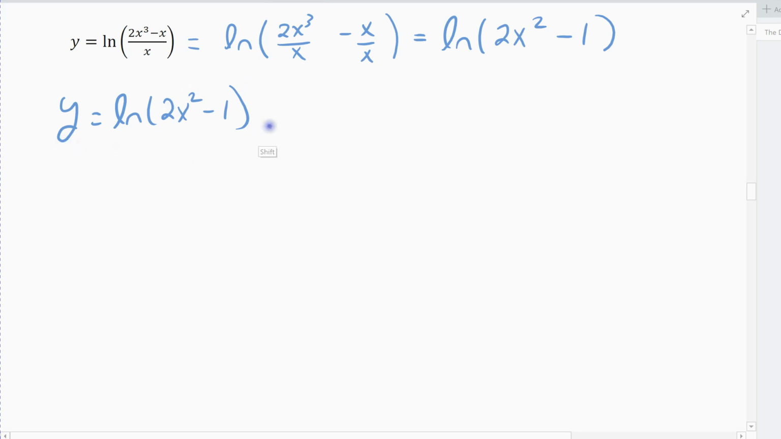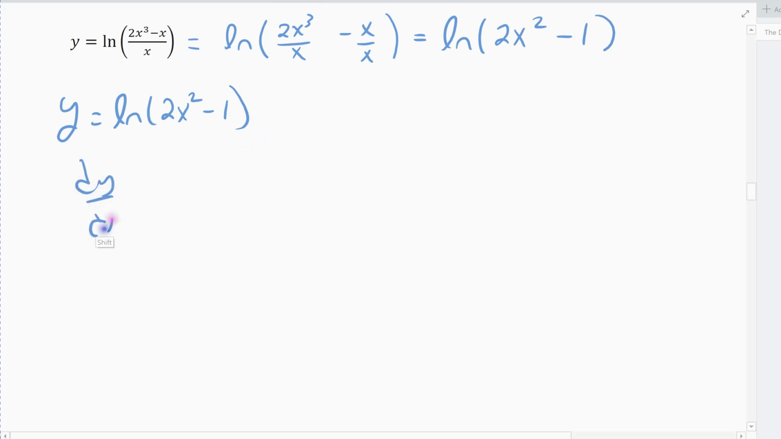Alright, so this is a much easier derivative to take. And I can't go any further. I can't distribute the natural log, so I don't think you can. You can't do anything more. That's as simplified as it can get. But I no longer have to use the quotient rule. I still have to use the chain rule, but no longer have to use the quotient rule.